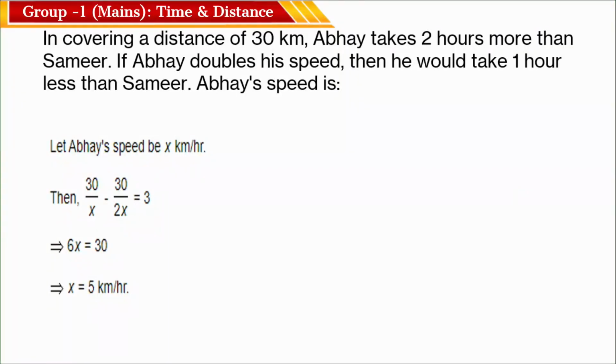We don't know the speed of Abhay, so we will say Abhay's speed is x, correct, x kilometers per hour. So what is the distance here? 30 kilometers.